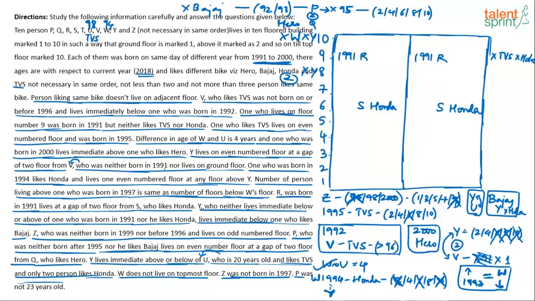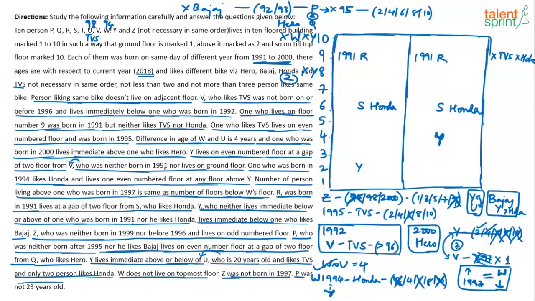Now I'm trying with this one. Y either belongs to 2nd floor or 4th floor. So in one case I will take Y on 2nd floor. Here I am taking Y on 2nd floor. In the other case I will take Y on 4th floor. In this case I am taking Y on 4th floor. Are you able to follow? Y on 2nd floor or Y on 4th floor. So this is done. 2nd floor, 4th floor, both the possibilities have been considered.